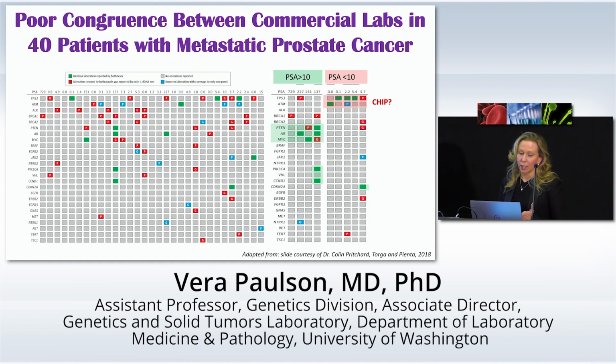And it could be that, especially in the patients where there's low tumor burden, right? So if we're doing that by PSA, if the PSA is under 10 and you're seeing all these congruent mutations, tumor burden is not high here, and so you'd be worried about something like CHIP.